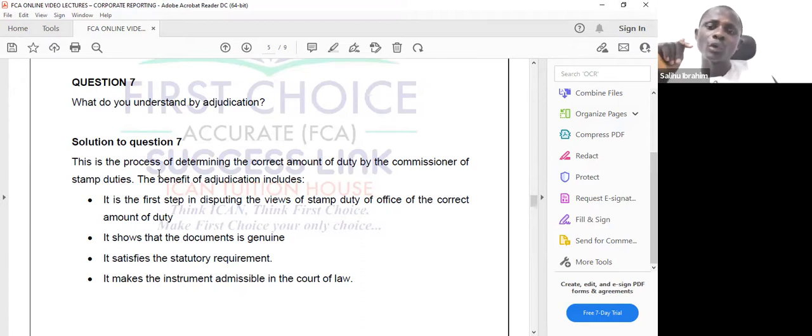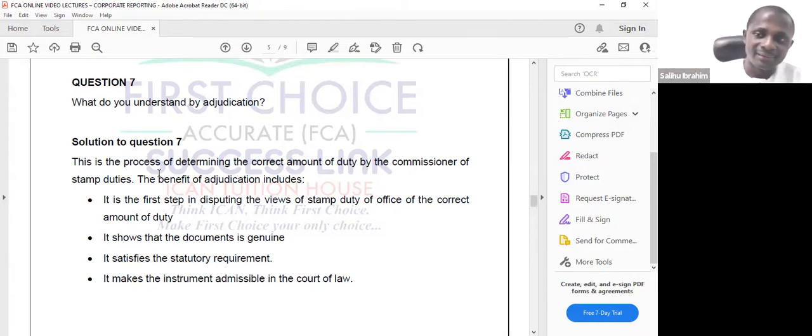So before you can object to that assessment, the first thing that will be looked into is whether the Commissioner of Stamp Duties adjudicated on that instrument. Otherwise, your appeal or objection will not be considered. So it shows that the document is genuine.